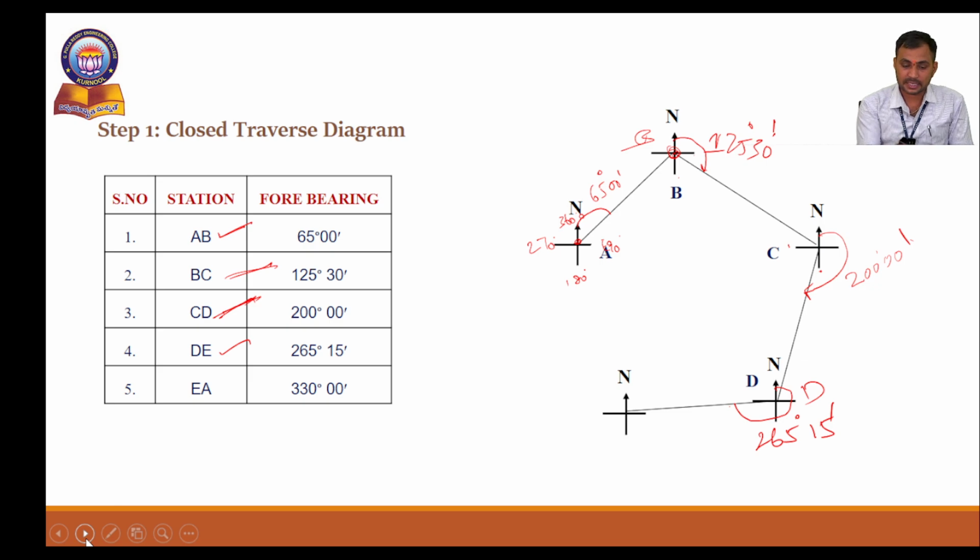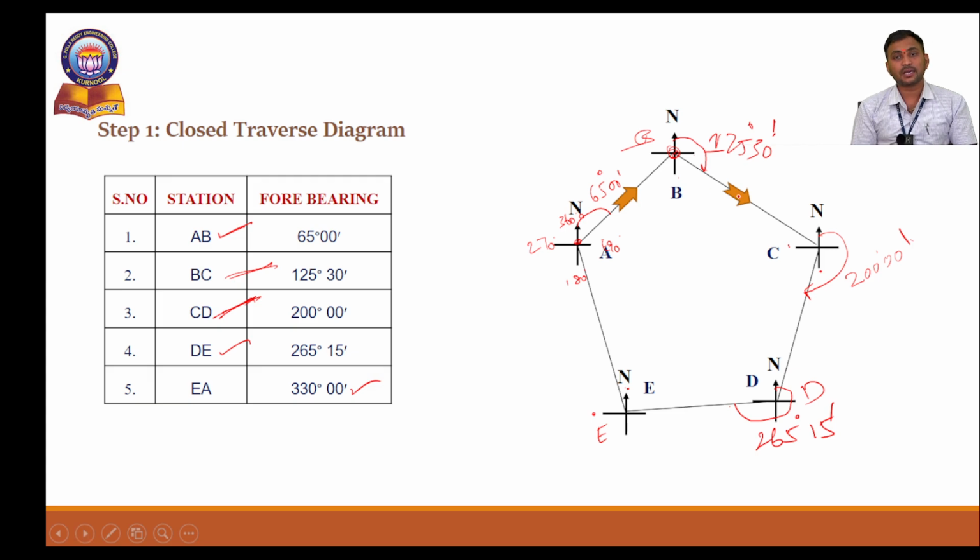And that is the point E. Okay, what is the fore bearing angle for E to A? That is 330 degrees, which lies between 270 degrees and 360 degrees. From here, just draw the line. So that is the point. Okay, right. So this is the fore bearing.